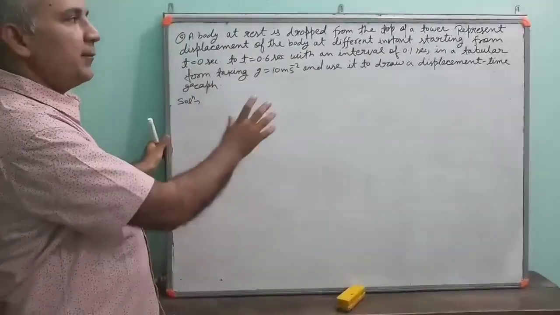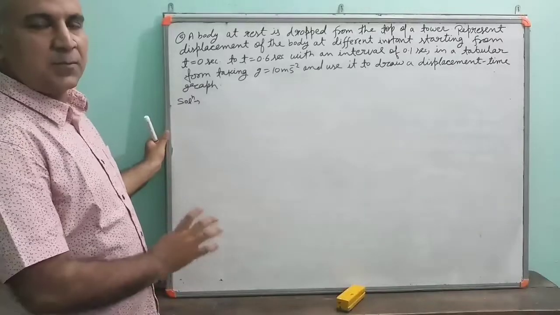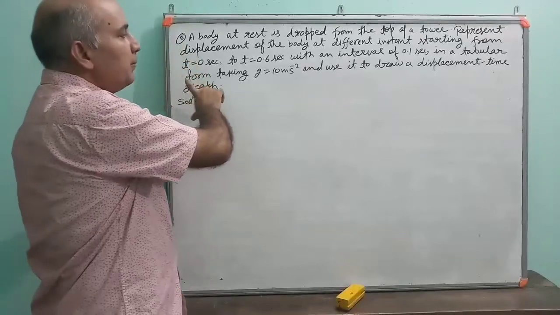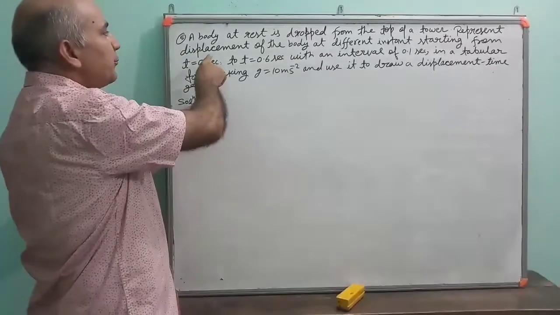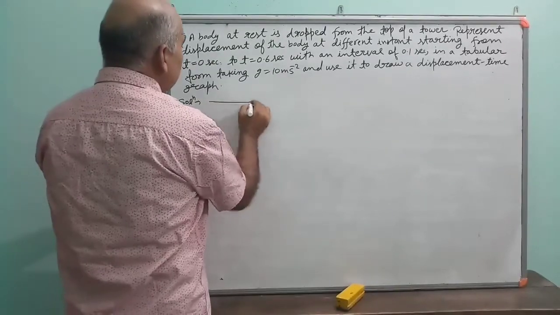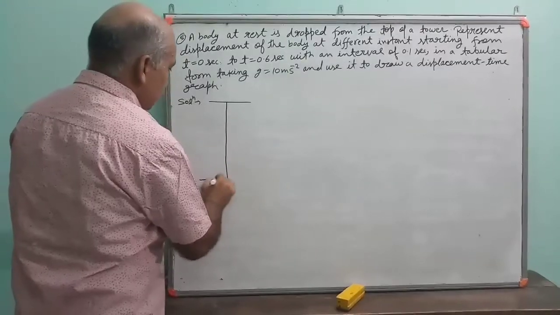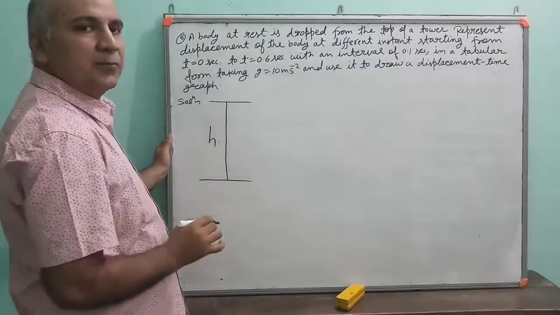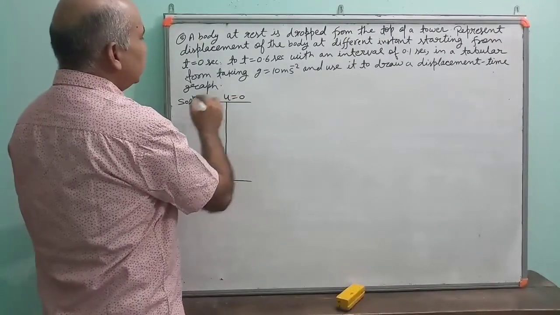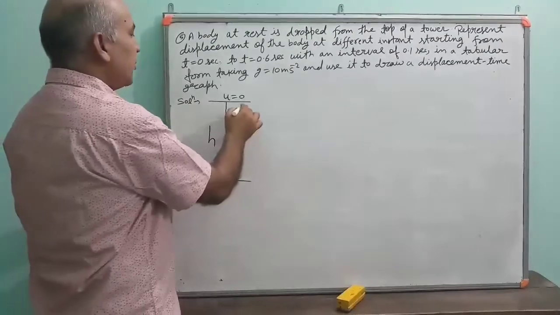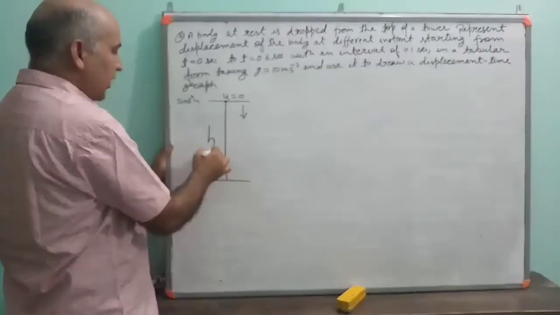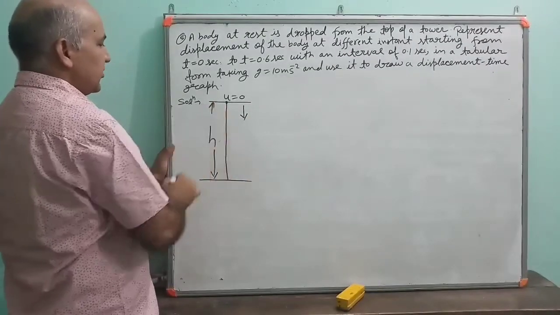That means here we have to represent a displacement-time graph, and we have to make a tabular form in which we denote the displacement. Now see how to do. Suppose that h is the height of the tower. From here the body is dropped, then at this point initial velocity will be 0. Understood? From here the body is dropped down and the height of the tower is h.